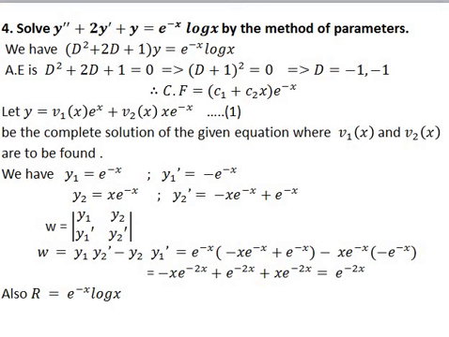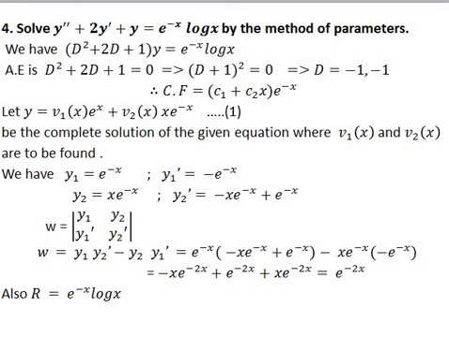With the complete solution of the given equation where v1 of x and v2 of x are to be found, we have y1 is equal to e power minus x and y2 is equal to x e power minus x. The derivative of y1 is y1 dash, which is equal to minus e to the power of minus x, and the derivative of y2 is y2 dash, which, applying the product rule, is equal to minus x into e to the power of minus x plus e to the power of minus x.